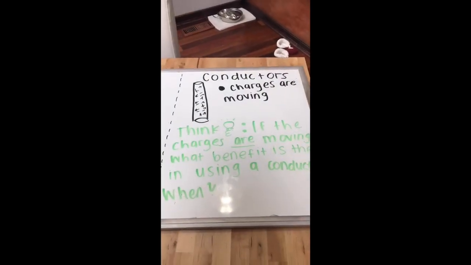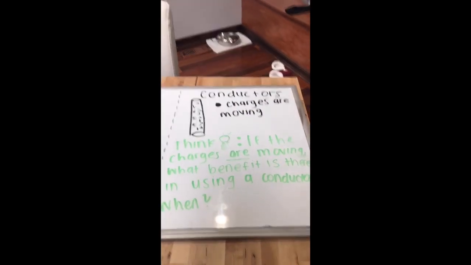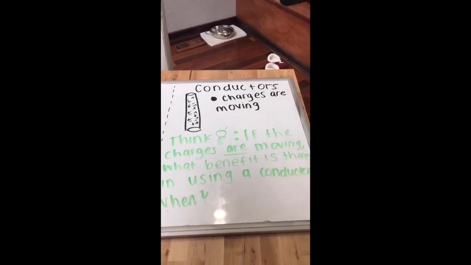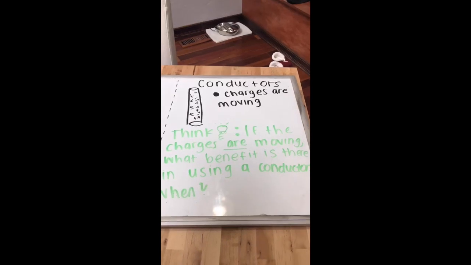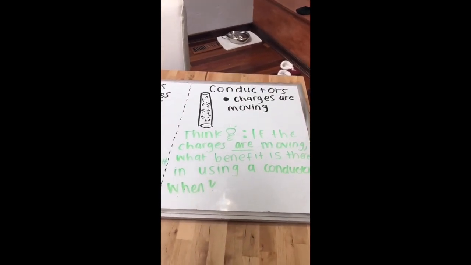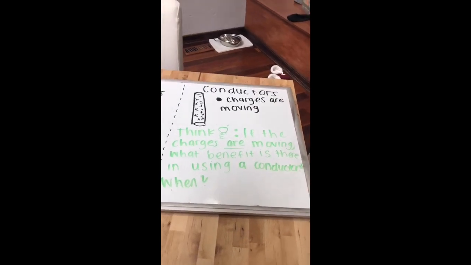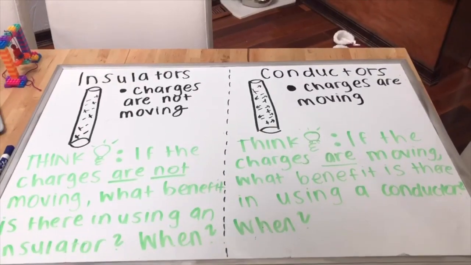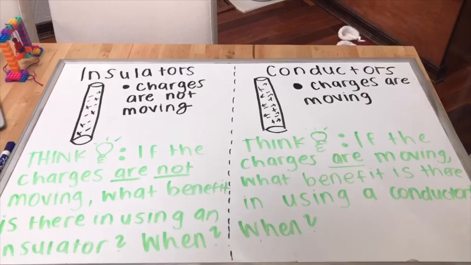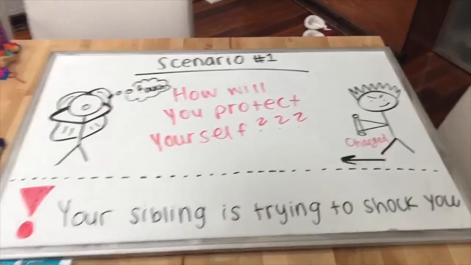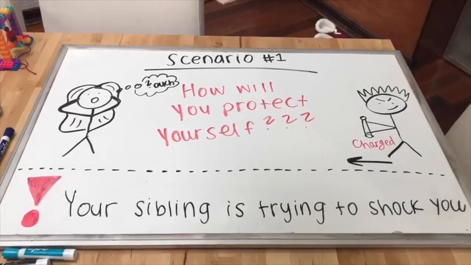So over here we have conductors, where in a conductor we do have charges that are moving, and what I want you to think about on this side is, if the charges are moving, then what benefit is there in using a conductor and when would you use it? So the main thing to consider here is how are the charges moving and what do charges moving or not moving do for us?